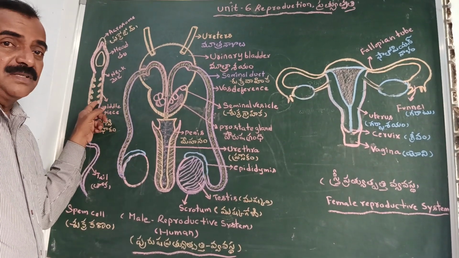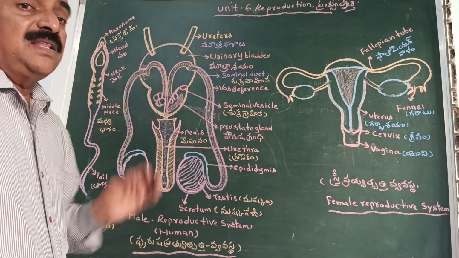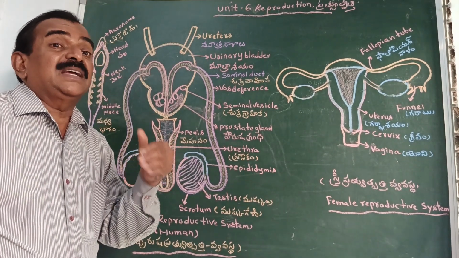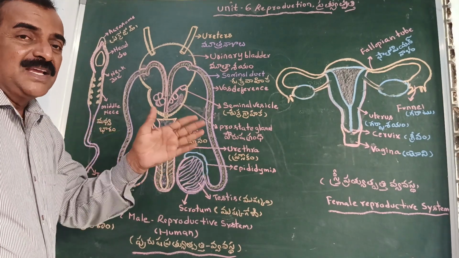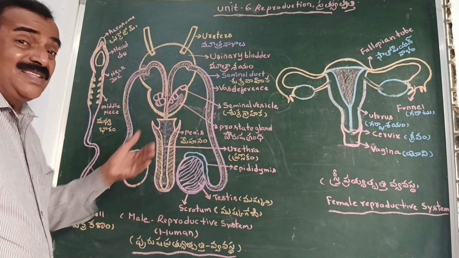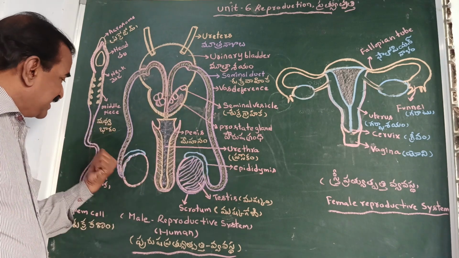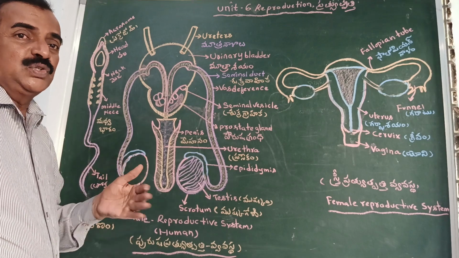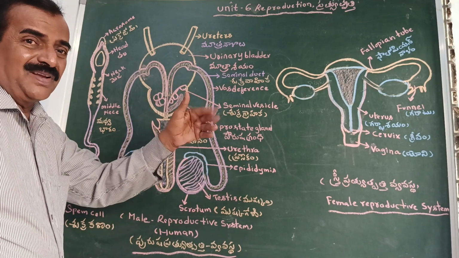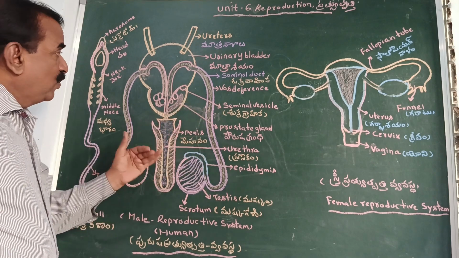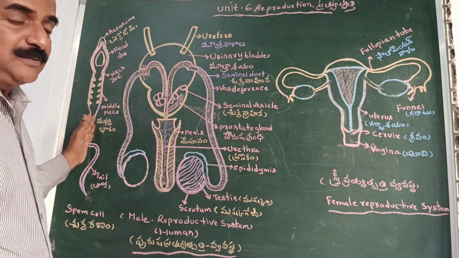And this is the middle piece. The middle piece consists of a large number of mitochondria, and these mitochondria produce energy. With this energy the sperms propel themselves in the body of the female, and finally reach the ovum and perform fertilization. And this is the tail. The tail is also useful to propel the sperm, and finally it may reach the fallopian tube and fuse with the ovum. So this is the sperm cell.